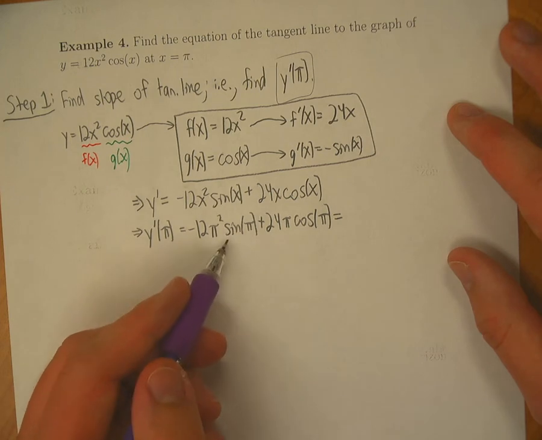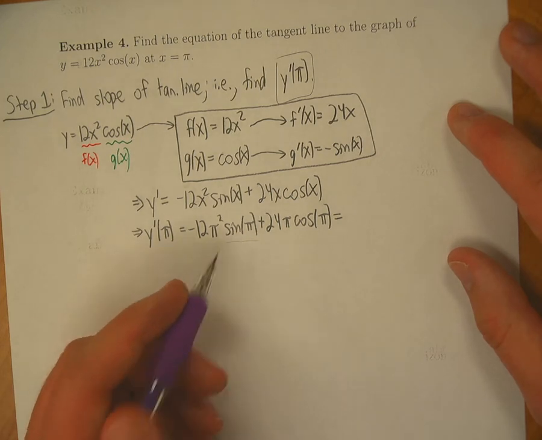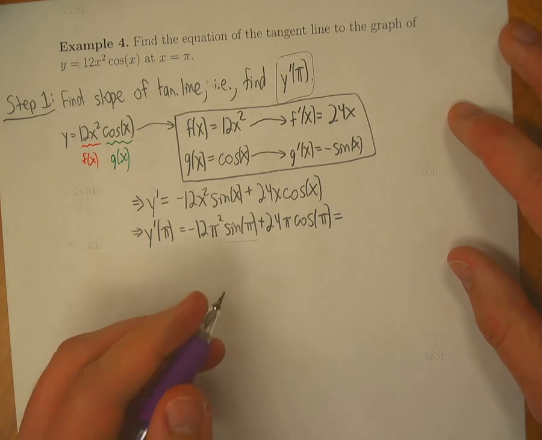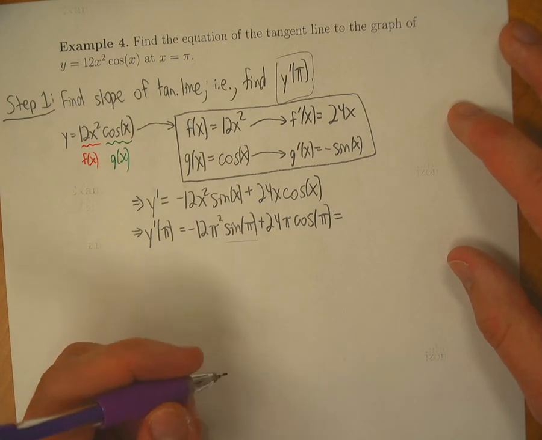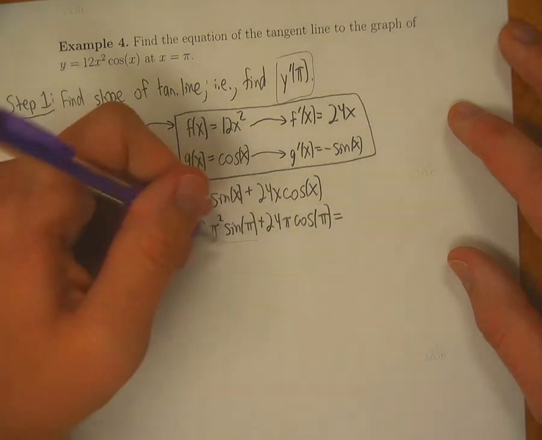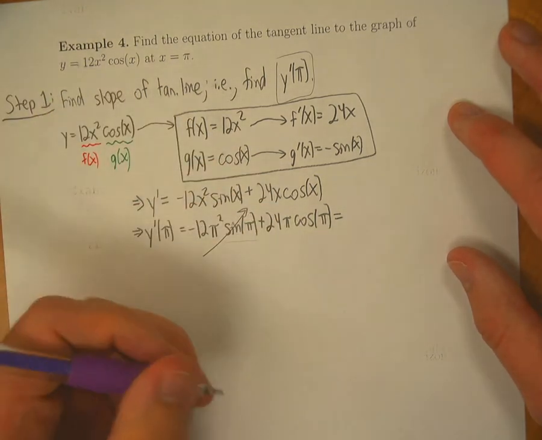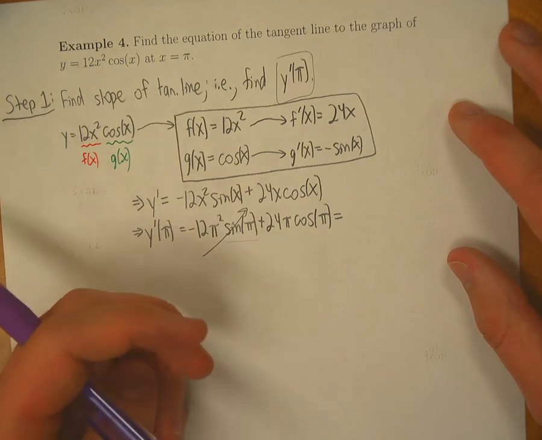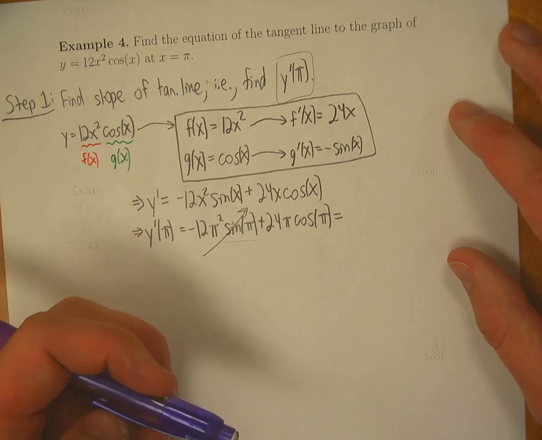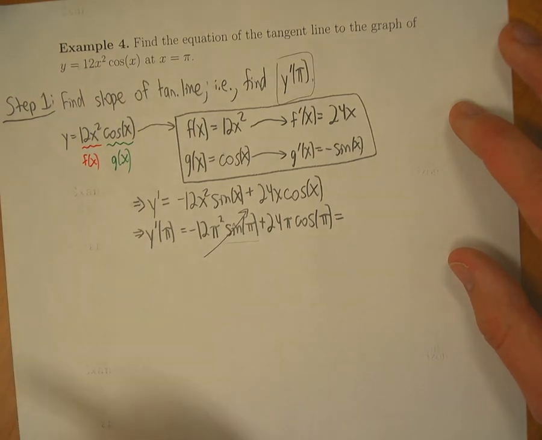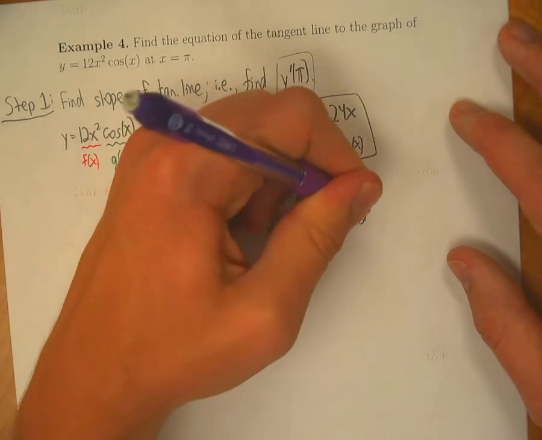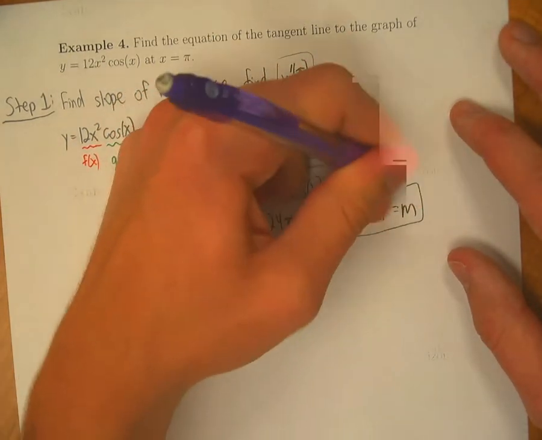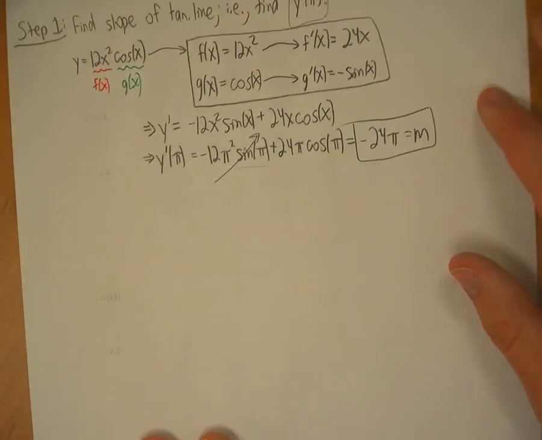First off, let's take a look at our unit circle here. So sine of pi is equal to, go ahead, 0. So this just goes away. And then cosine of pi is negative 1. So we have negative 24 pi is then ultimately our slope here. Okay? So that's step 1.